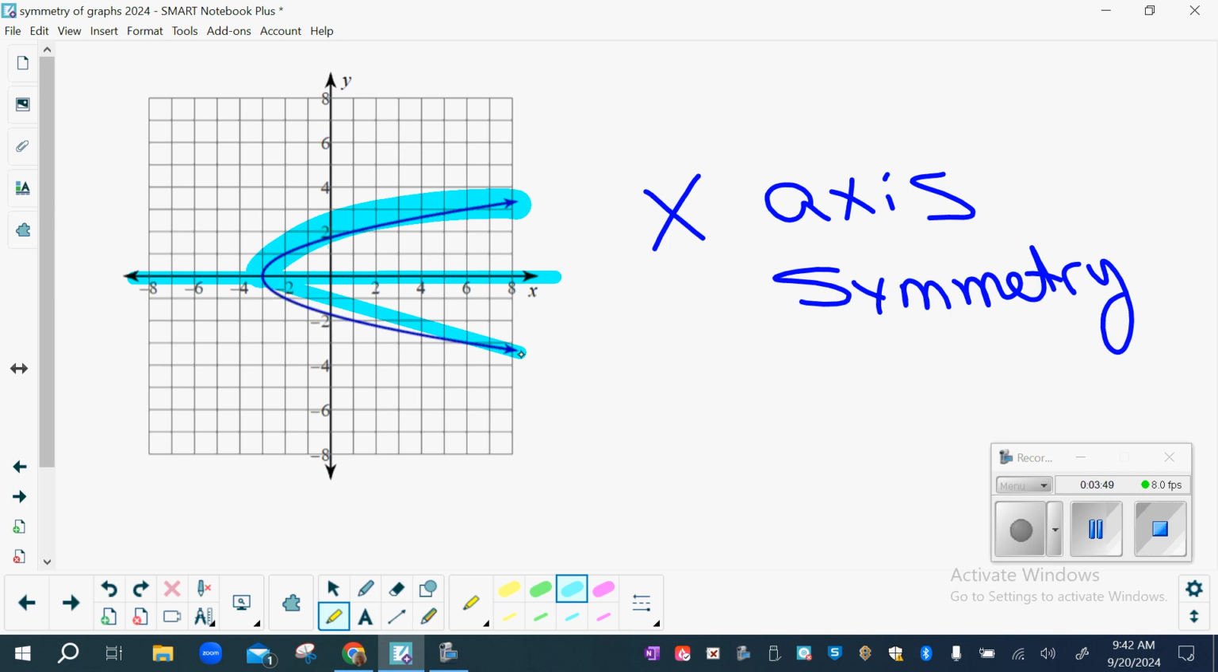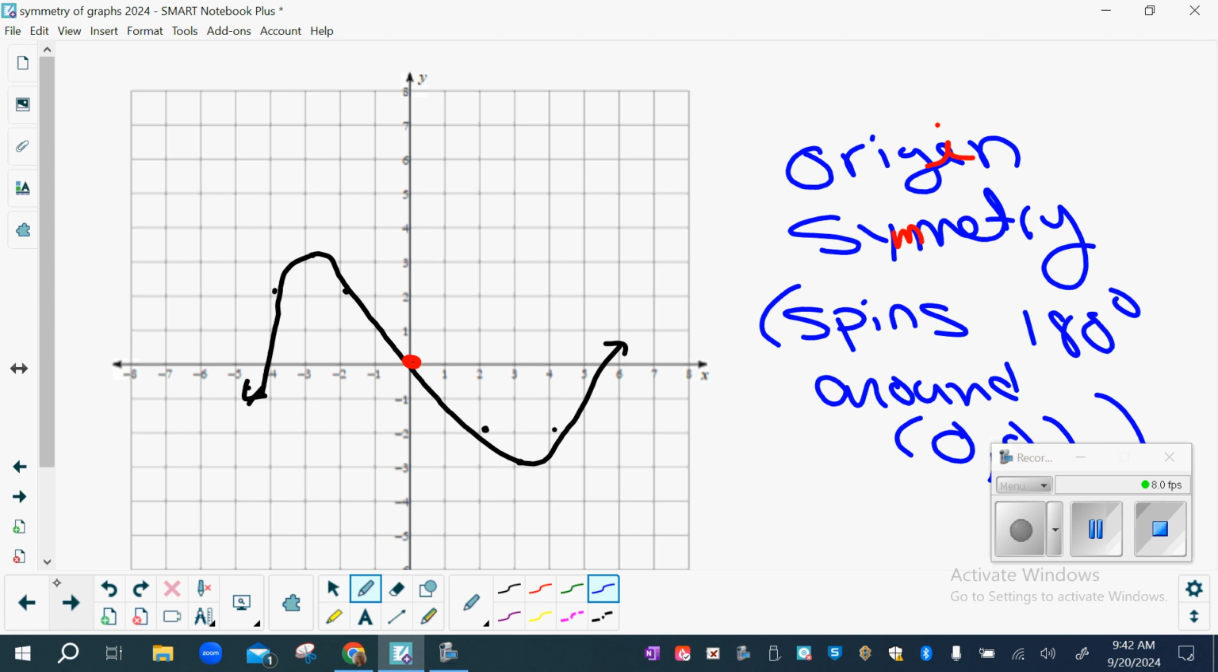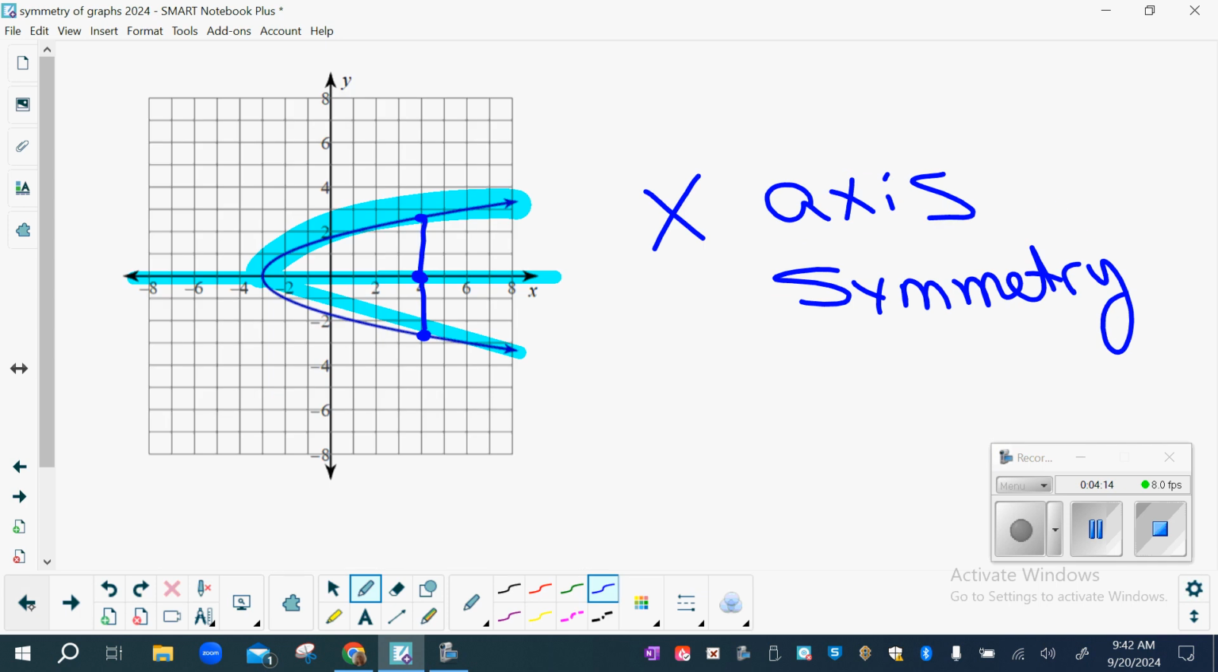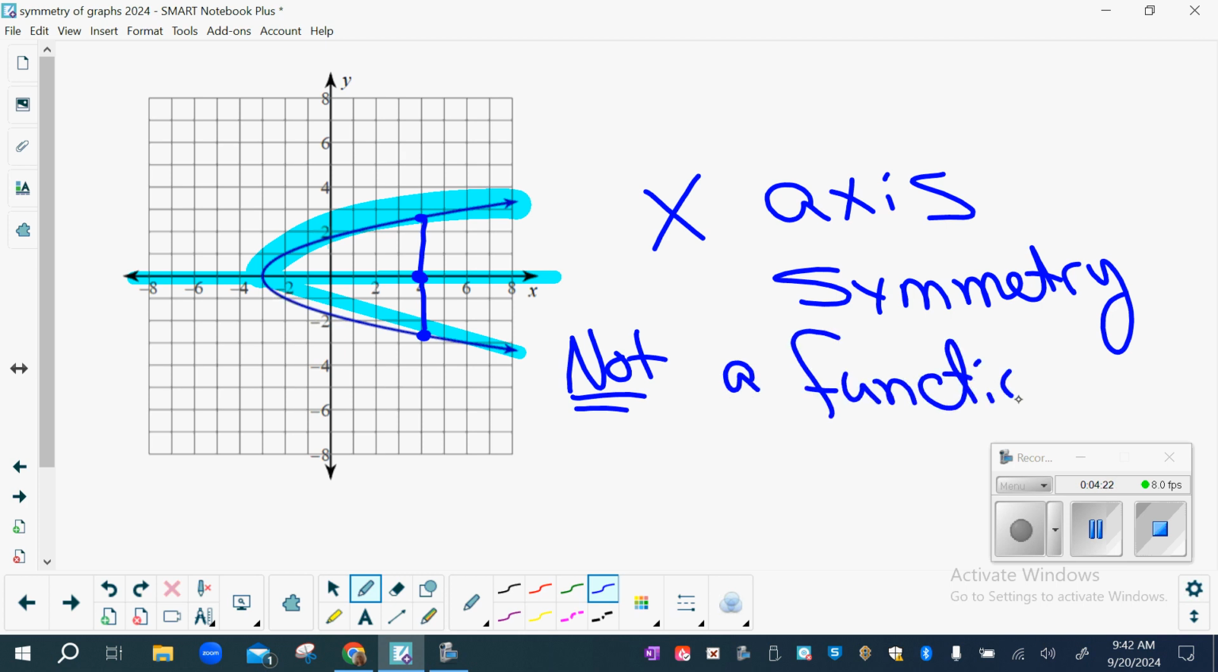And here's why we don't use this in this class very much. Because anything that has x-axis symmetry is not a function. Look, if I plug in 4, I get this guy. And if I plug in 4, I get this guy. Remember what we said? If it can give you 2 different answers, it's not predictable. It's not a function. So anything with x-axis symmetry, you want to write this down, is by definition not a function. It's interesting, and it might be a cool shape, but it's not going to be a function.